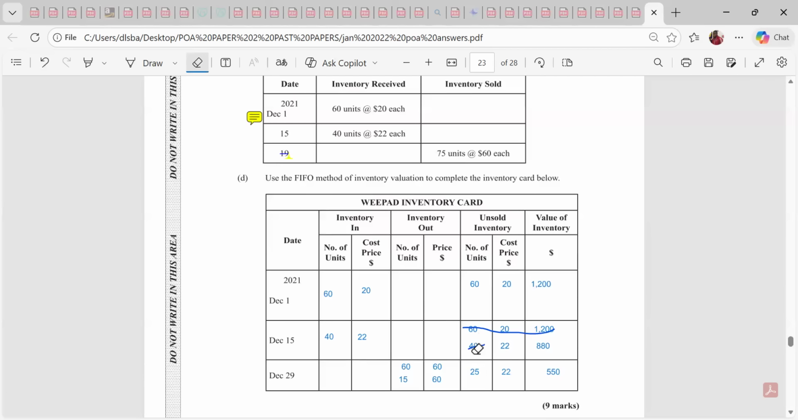If they ask for LIFO, it will be last in, first out. The last set of goods to come in is the first set of goods to go out. So if it was LIFO, I would have sold the 40 first, and then I'd get the remaining 35 from the 60. So I'd have been left with 25 units at $20 each instead.